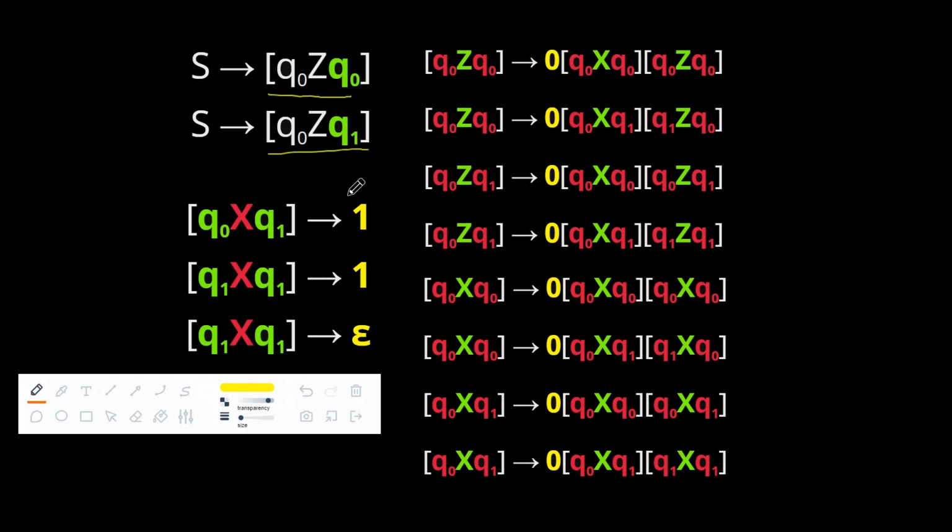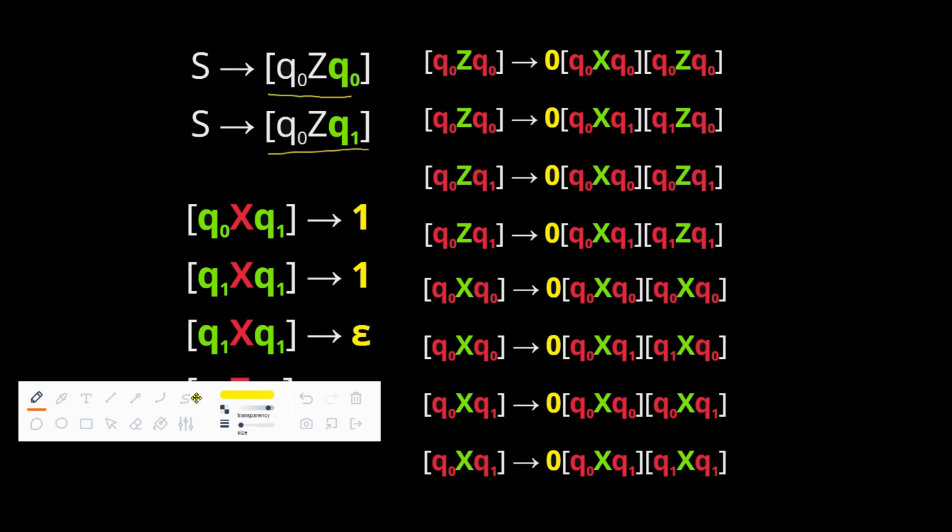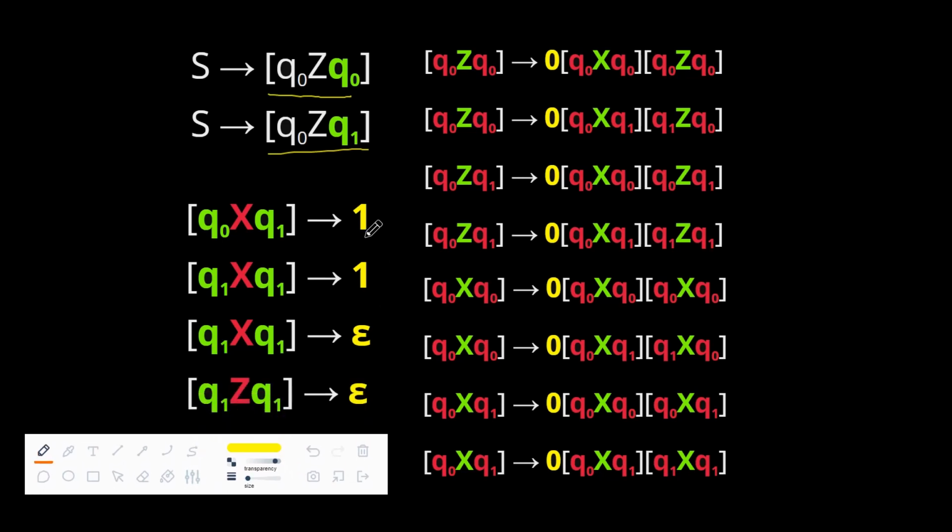Now, how would we choose which one? Well, the intuition here is that eventually we want to replace the variables with terminals, right? But you'll notice that the terminals are found here: 1, 1, and then epsilon, epsilon. So you'll also notice that all of them end with Q1. So it might do us good to choose this production because it ends in Q1 instead of Q0. So we'll choose this one. S becomes Q0 Z Q1.